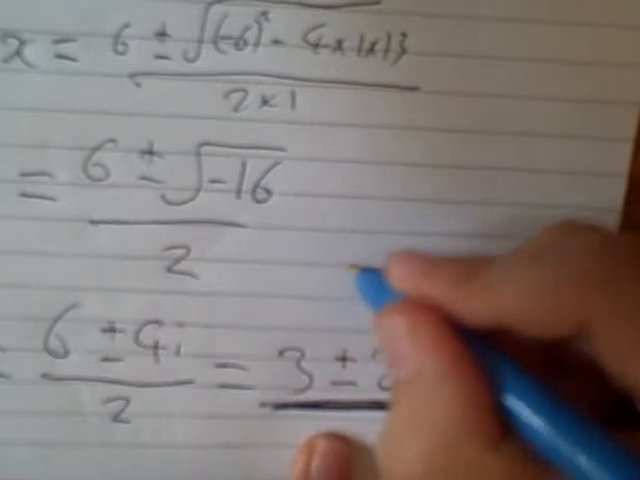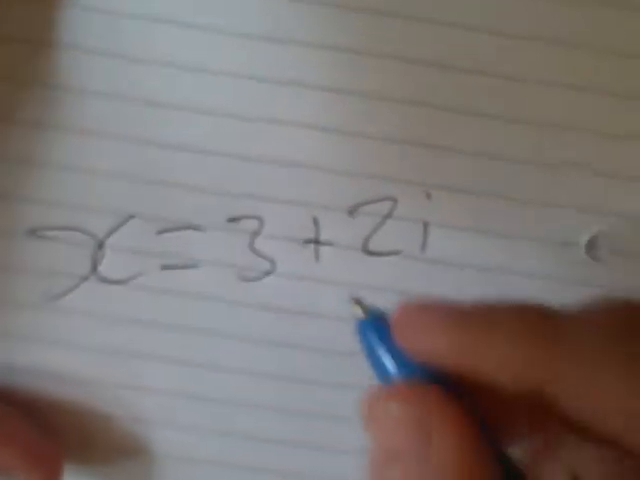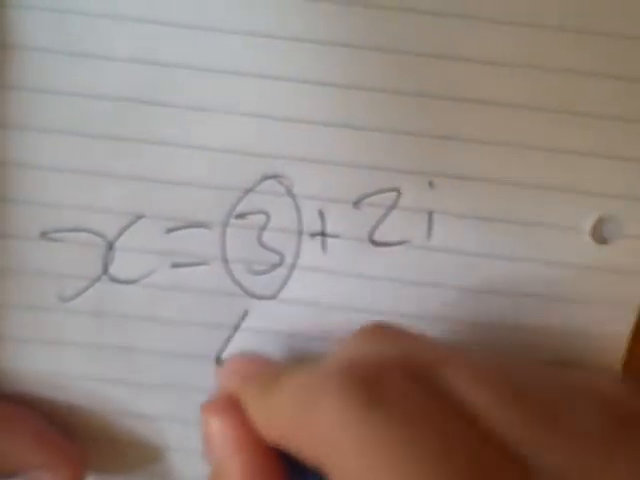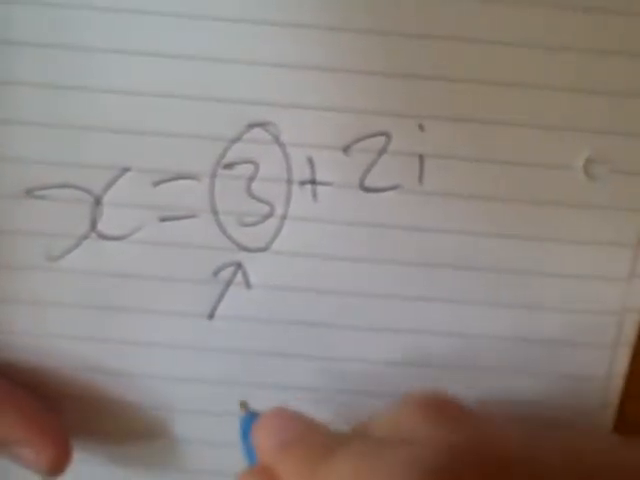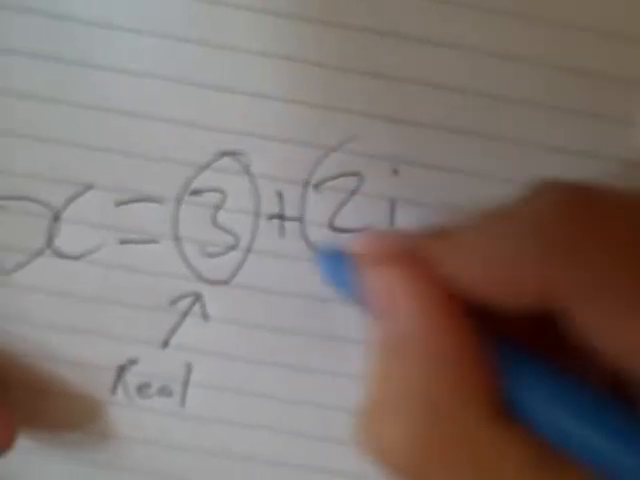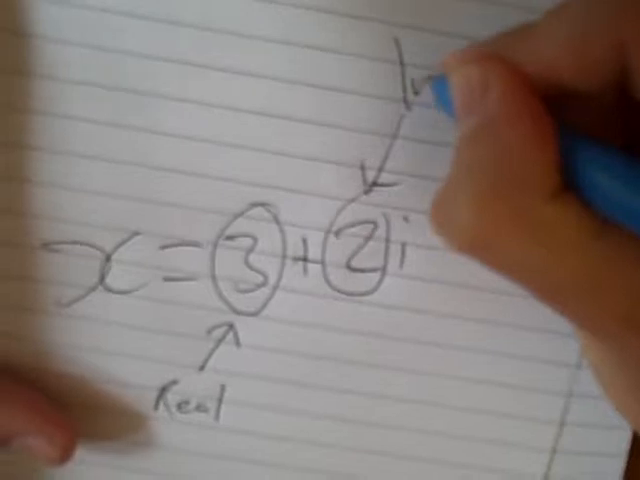So if we take one of those solutions, x equals 3 plus 2i, I'll show you that another rule in complex numbers is that this 3 here is called the real part of our complex number here, and this 2 is the imaginary part. And that's a brief introduction to complex numbers.